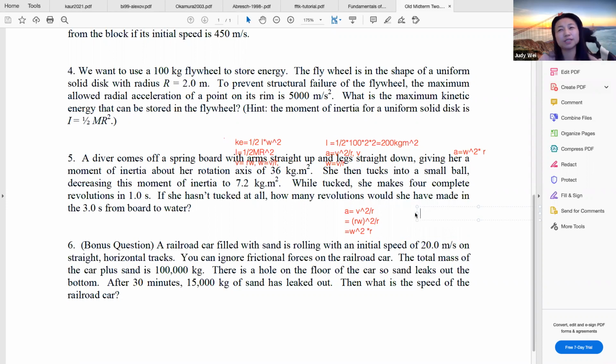And we also have a tangential acceleration. I think the tangential acceleration is associated with the angular acceleration. Well, now maybe you can ask the professor. So any questions, any inputs? Let me see.